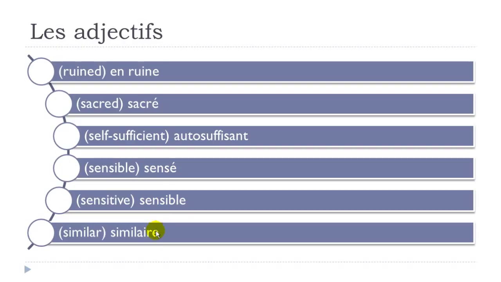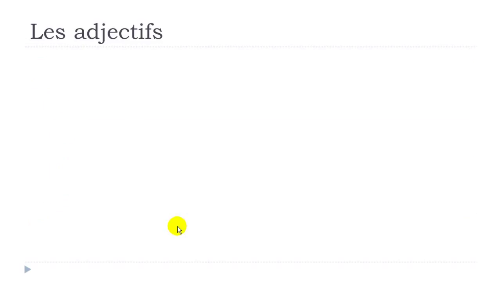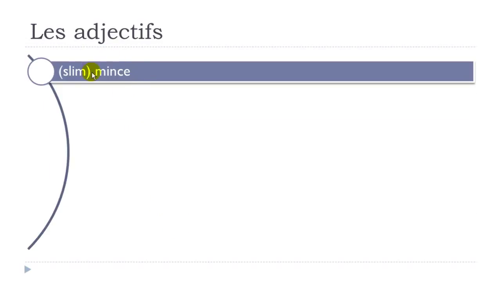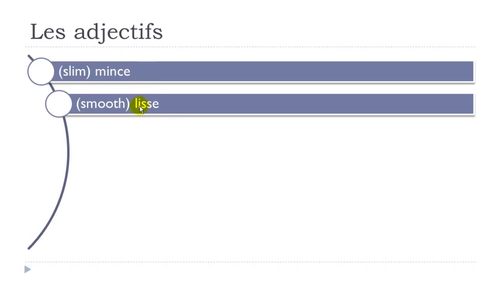Similaire, so final E not pronounced, okay, similaire. Mince, final E not pronounced, E-N together, un, mince. Lisse, double S here, so it's really a strong S, lisse. Okay, don't insist on the final E. Lisse.